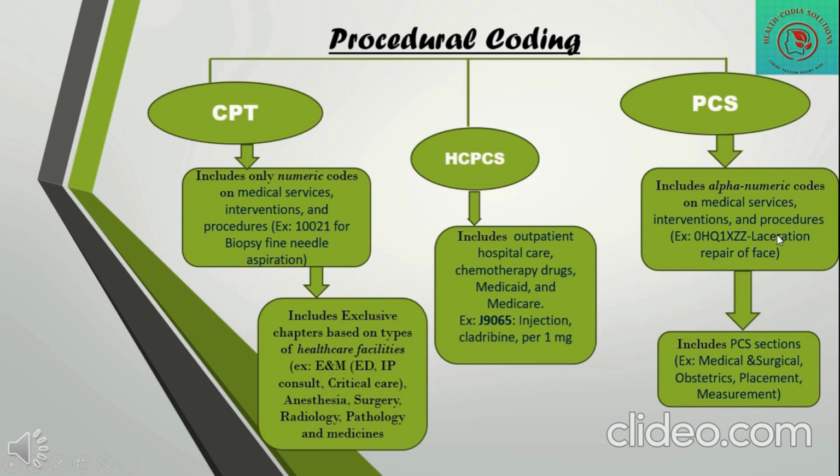Okay, now if I take an example of the laceration repair of the face, that's how the entire PCS code looks. Now this PCS code would be like 0HQ1XZZ. Here, it has a total of 7 characters, right? So 0 may stand for medical and surgical, H may stand for the body system they are operating on, like skin, right? So Q is the root operation, what exactly operation they are doing, like laceration. Then 1 may stand for the body part, which part they are operating on, that is face.